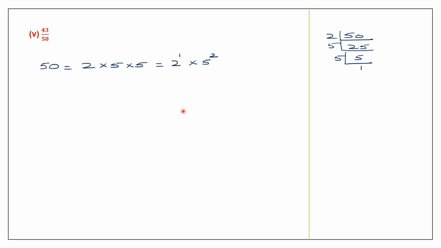Are we able to express this in the form of 2 to the power of m into 5 to the power of n? Yes, we have 2 raised to the power of 1, 5 raised to the power of 2. Remember, you have to raise it to any whole number. The power should be any whole number. It can also be 0. So that means 50 can be expressed as 2 to the power of m into 5 to the power of n. And that means this rational number 43 by 50 is a terminating decimal.